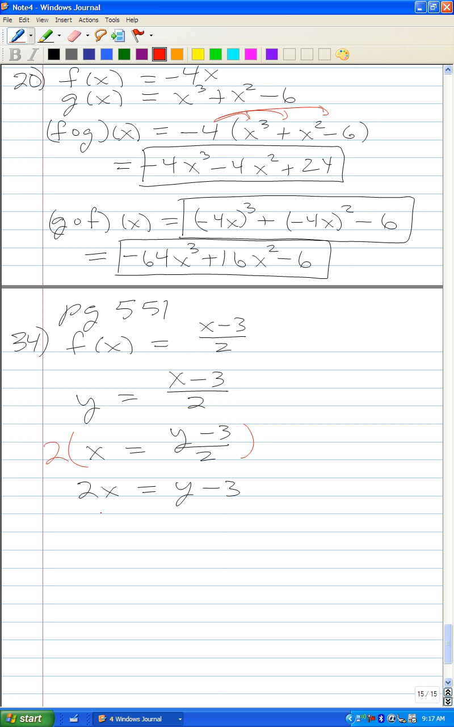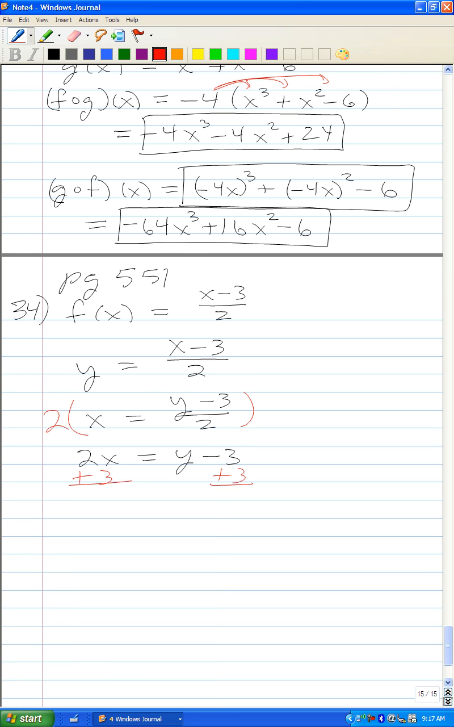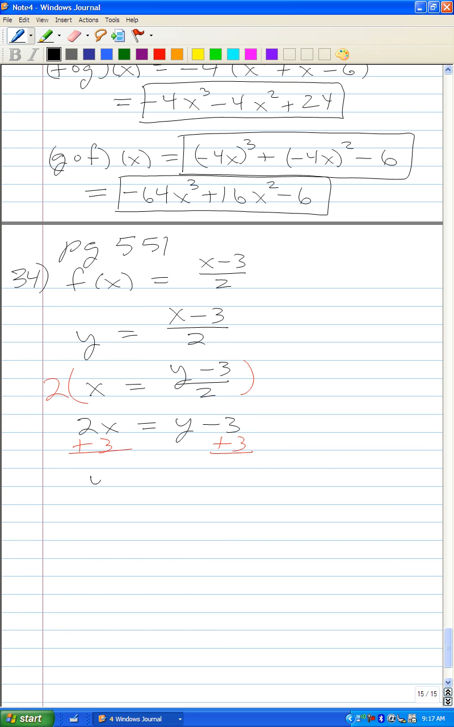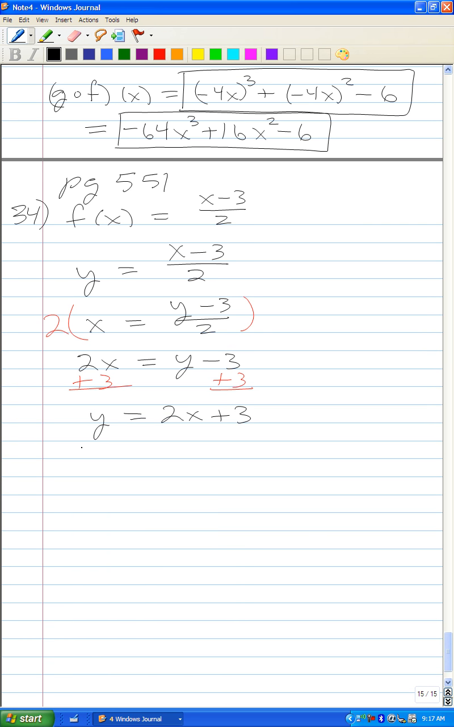Add 3 to both sides of your equation. And so I have here that y is equal to 2x plus 3. And so finally, let's replace y by f inverse. So f inverse of x is equal to 2x plus 3. And that is your answer.